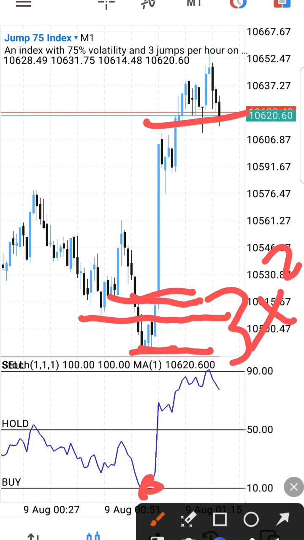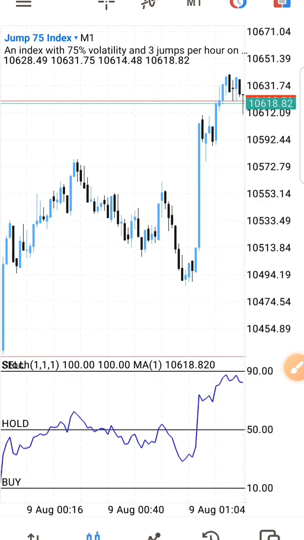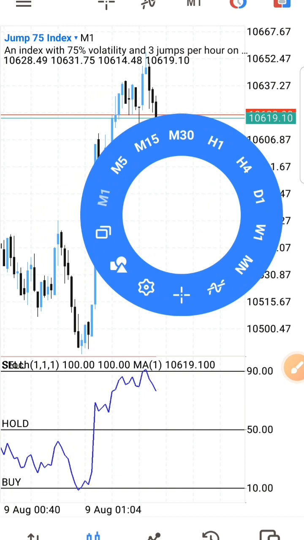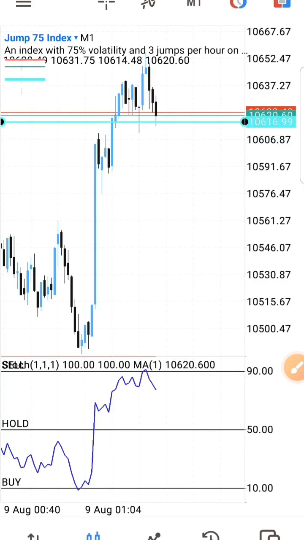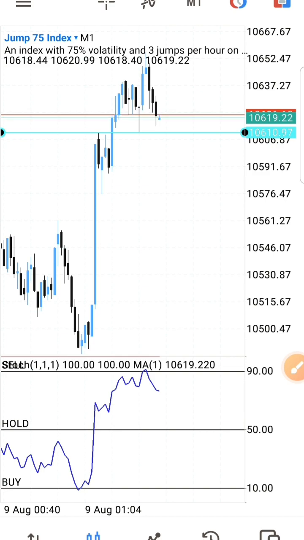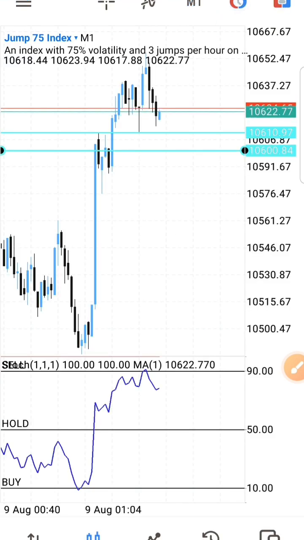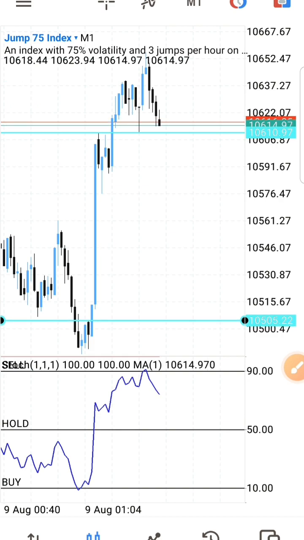You can see right now the market is about to break this area. Exactly when the market breaks this area, you make sure to use this horizontal line like that. Exactly when the market breaks that area, you take your sell. Or if the market breaks around this side, are you getting the point? Then you take the buy. Are you getting the point? That is how you can scalp.